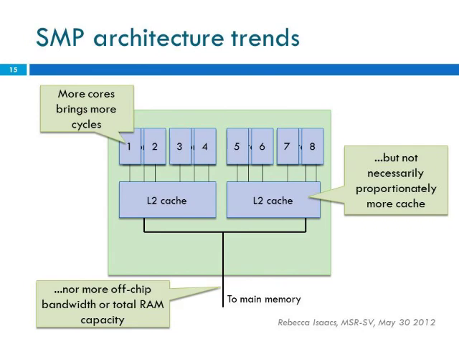So let's look at how trends with these types of machines are affecting the resources that are available to the operating system. So here there's a typical configuration of an SMP machine. We've got 2 cores sharing a level 2 cache, and there are 4 cores on this chip, and they go off chip to main memory. If we double the number of cores on the chip, we've got double the number of cores sharing the cache, so this leads to some problems. More cores does bring you more cycles, so you can get more done faster. However, often it's not necessarily proportionately more cache, and almost certainly not more off-chip bandwidth or total main memory capacity.